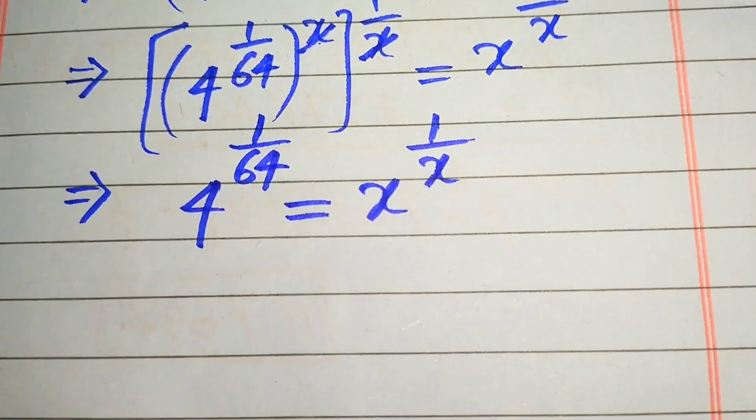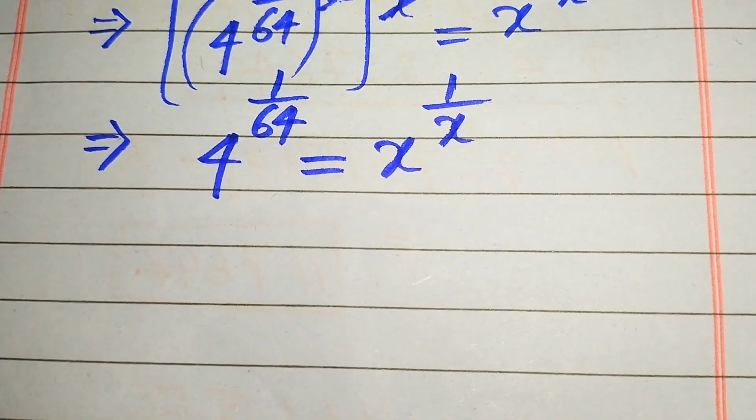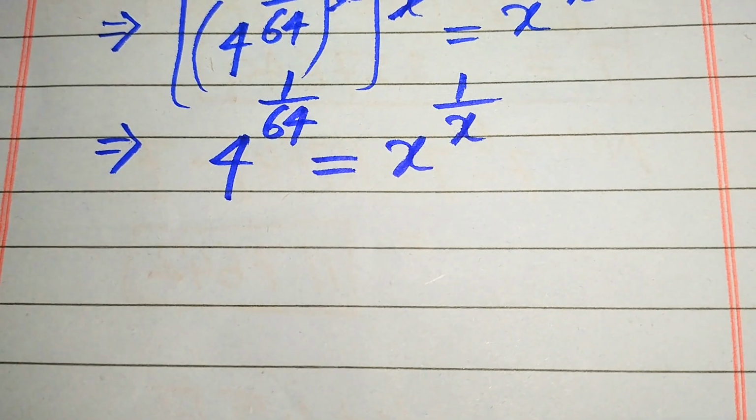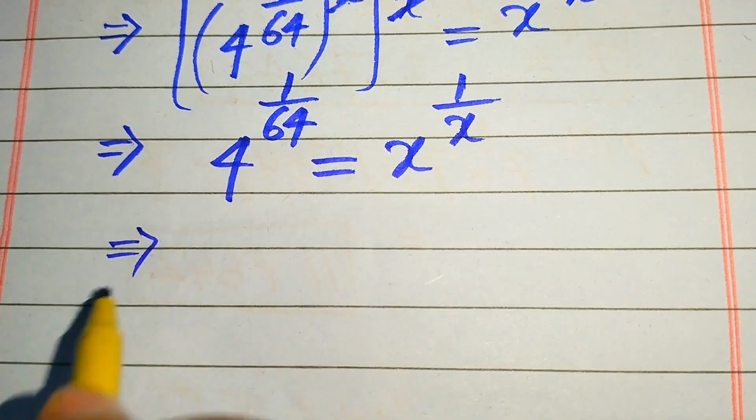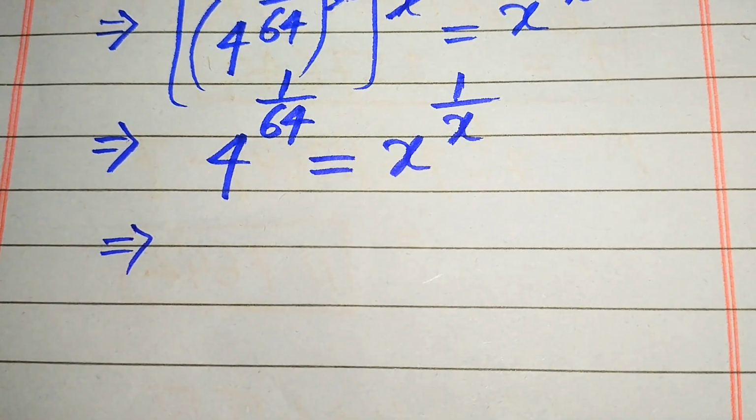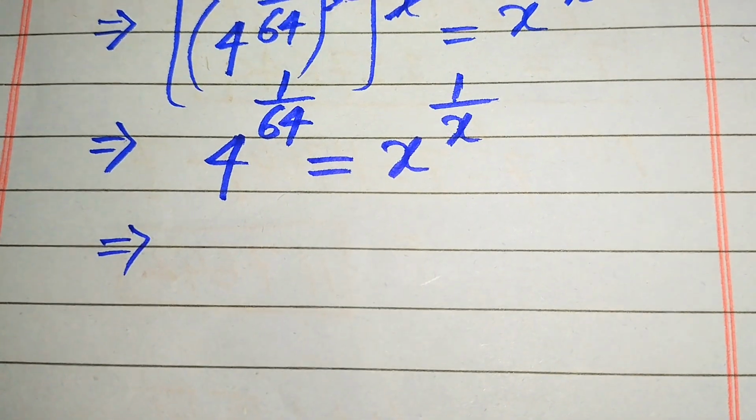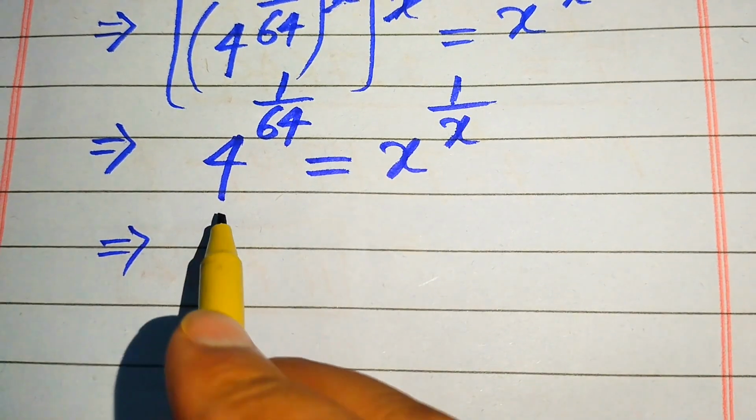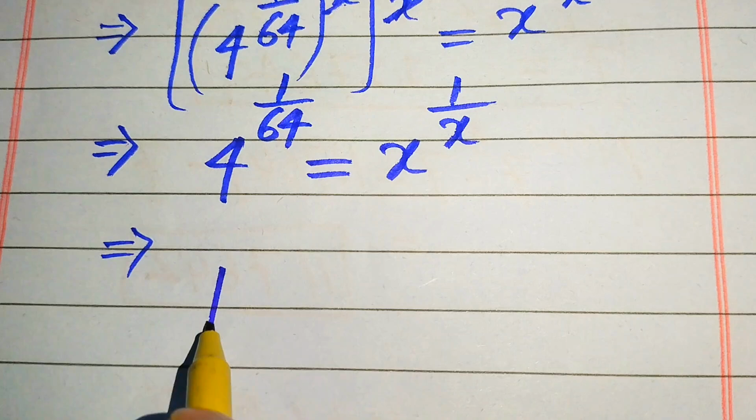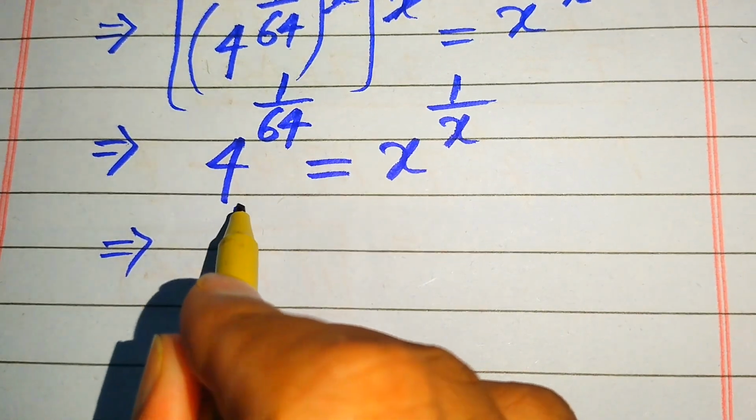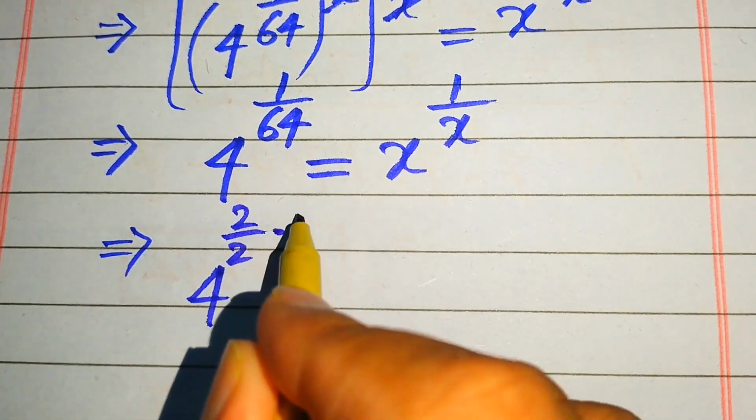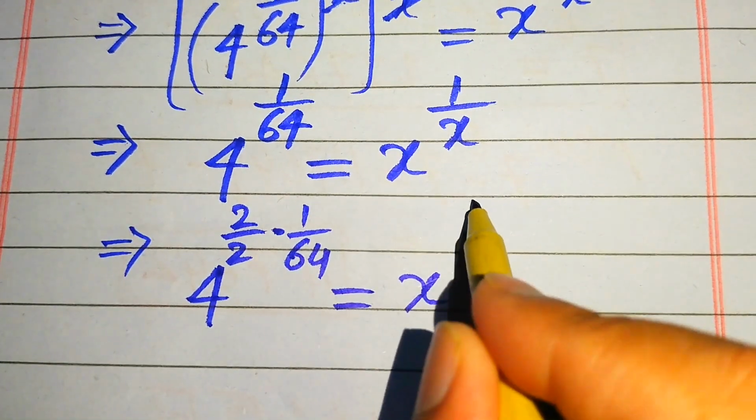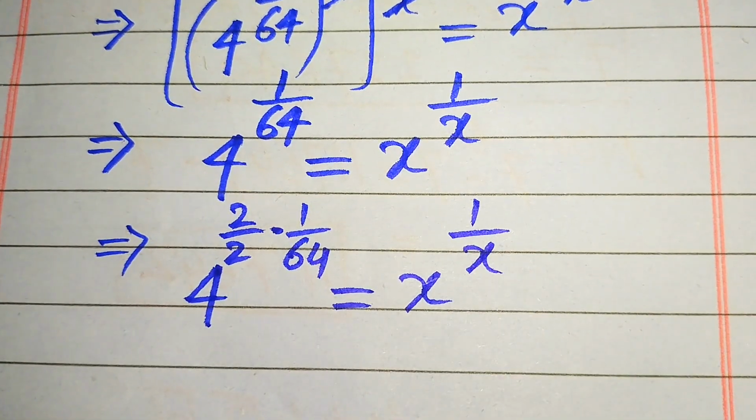So here you see that in the right hand side the exponent is the reciprocal of its base. So we need to make this same condition on the left hand side. For this we need to do some working on the left hand side, and we multiply and divide the exponent of this 4 by 2. So this is written as 4 to the power of 2 over 2 multiplied by 1 over 64, is equal to x to the power of 1 over x.